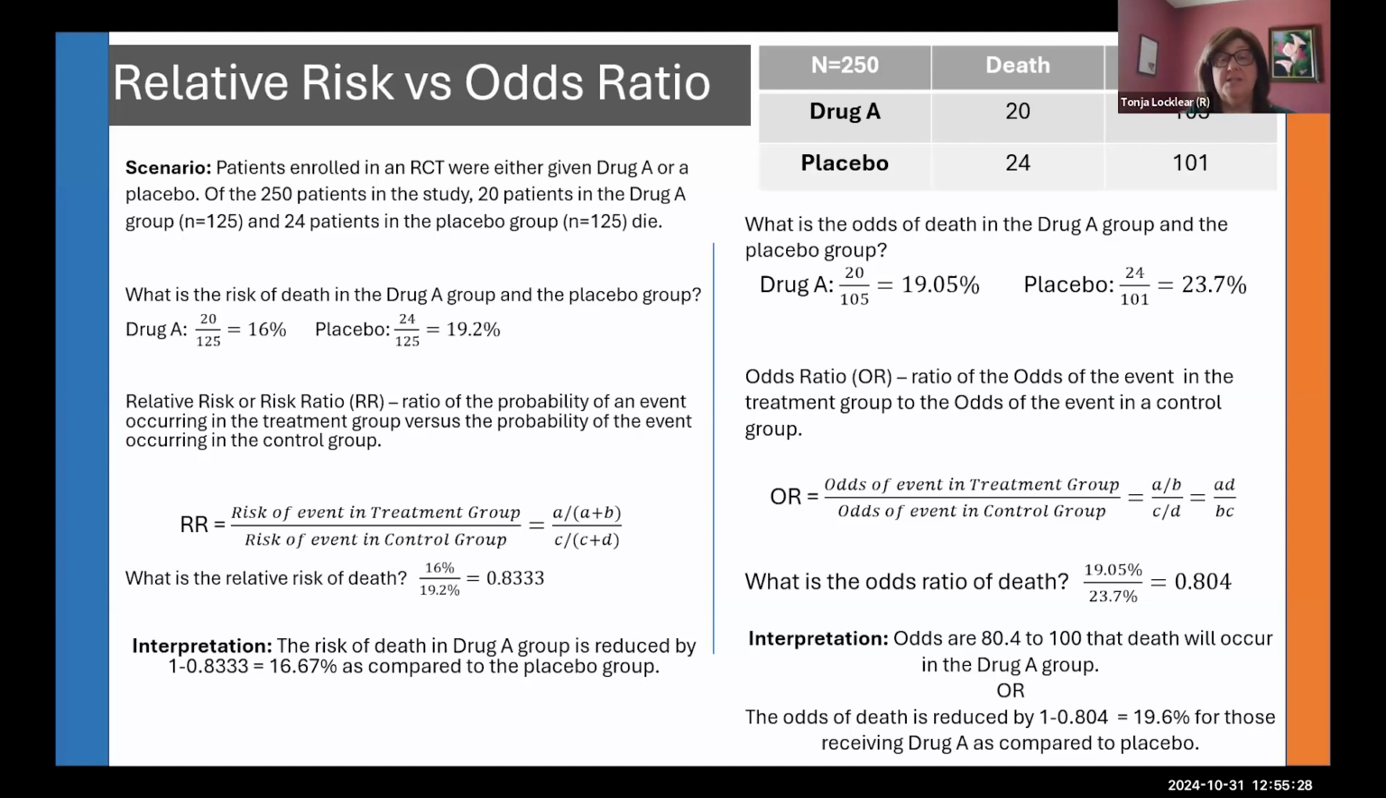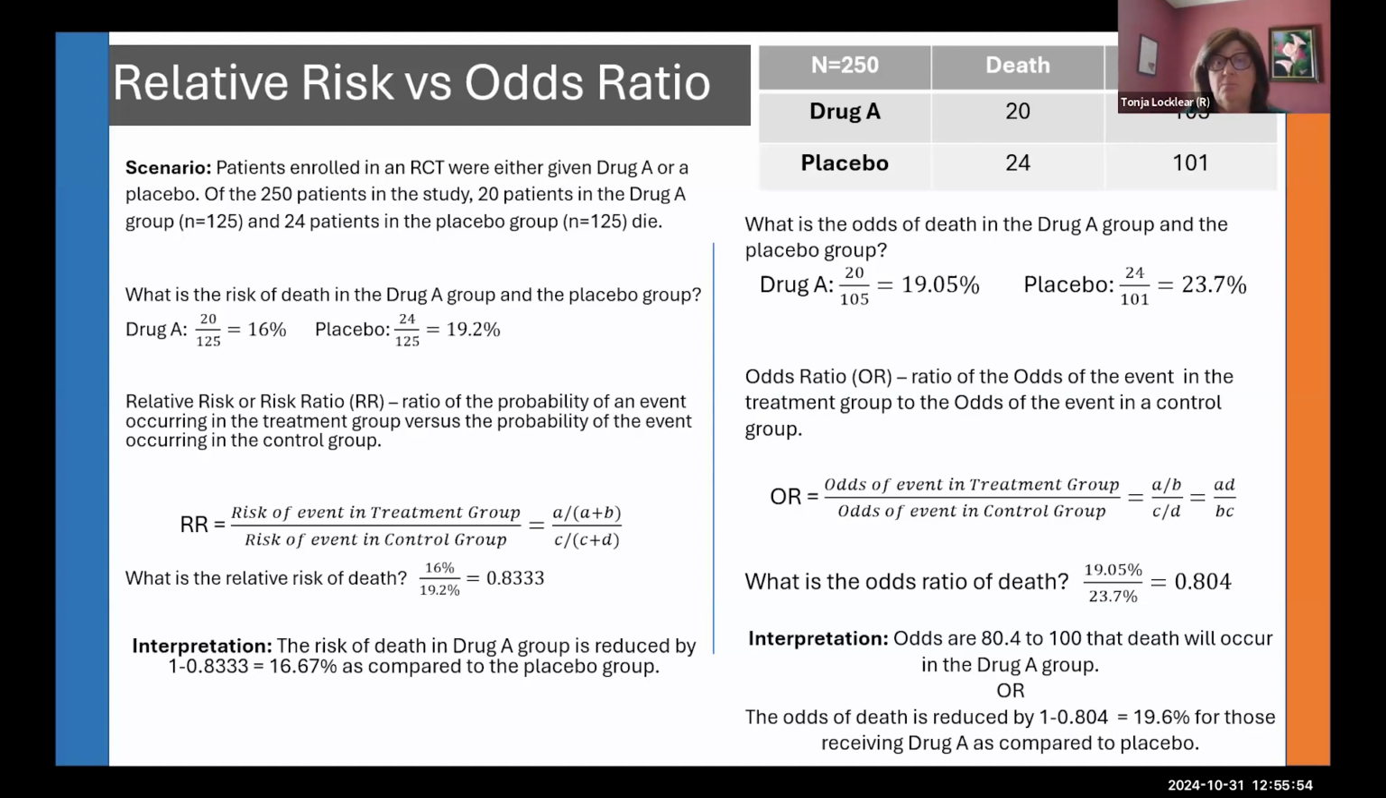Odds ratio, again, is the fraction of those two put together, and the treatment is always on top, just like it is in risk ratio. So the odds ratio is the odds of the event in the treatment group divided by the odds of the event in the control group. So we end up with an odds ratio of 0.804 by taking the treatment group odds and dividing by the odds in the placebo group.